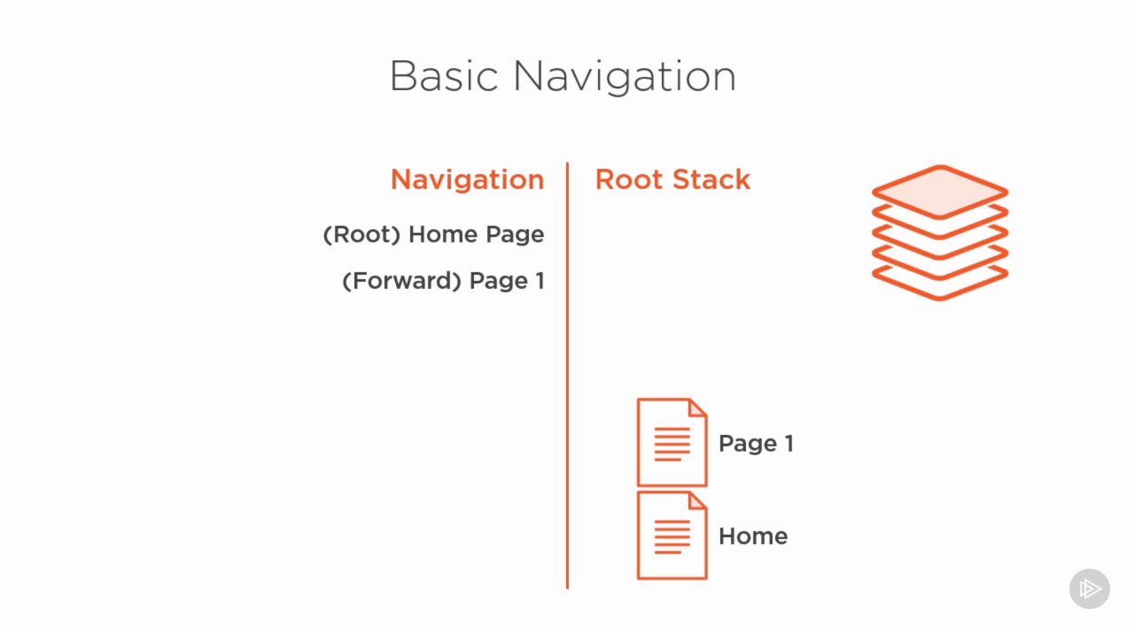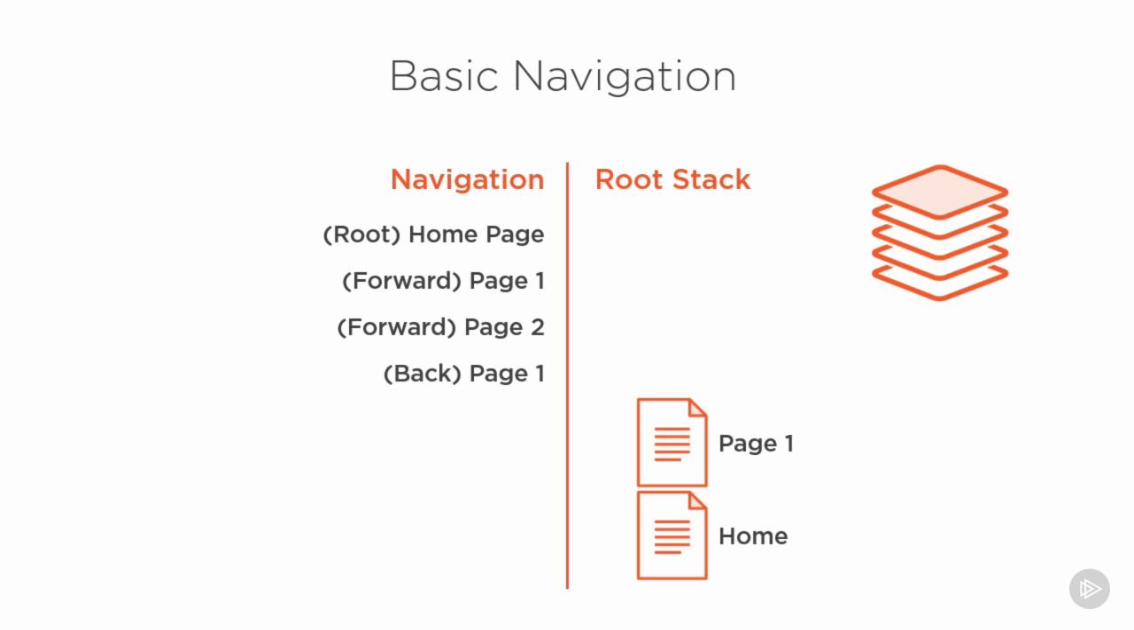The page on the top of the stack is the one that is currently visible to our user. We then navigate forward once again and page 2 is pushed to the top of the stack and visible to our users. Then let's say our user wants to navigate back. Page 2 is popped off the stack and now page 1 is visible to our user again.